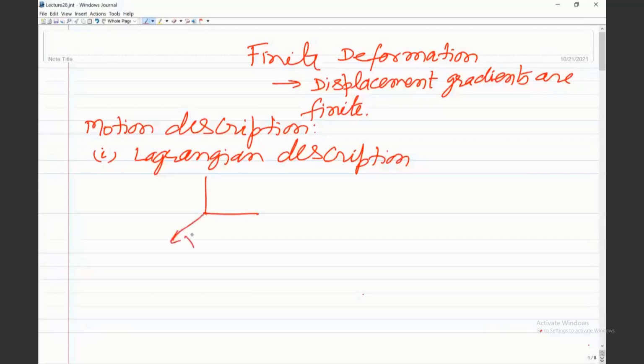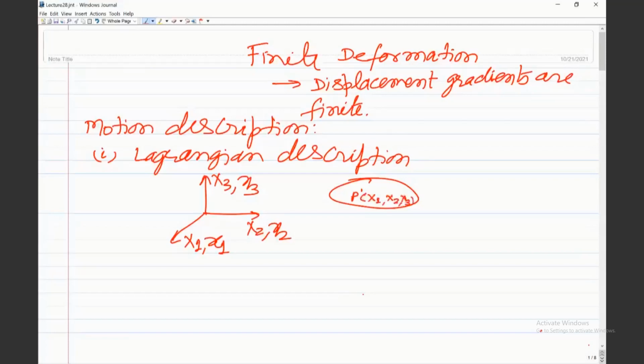So let us say we have a coordinate axis. There is a frame, and in the frame there is a coordinate system. So capital X i's denote the coordinates of material points in the reference configuration, that is the original configuration, and small x i's denote the coordinates of the deformed configuration. So this is x1, and these are coordinate axes, x2 and small x2, x3 and small x3. And then you have a body. Let us say we have a body, and in the body there is a point P, and the coordinates of this point P in the undeformed configuration are X1, X2, X3. This is the initial configuration. This is also referred to as the reference configuration, and this is at t equal to 0.